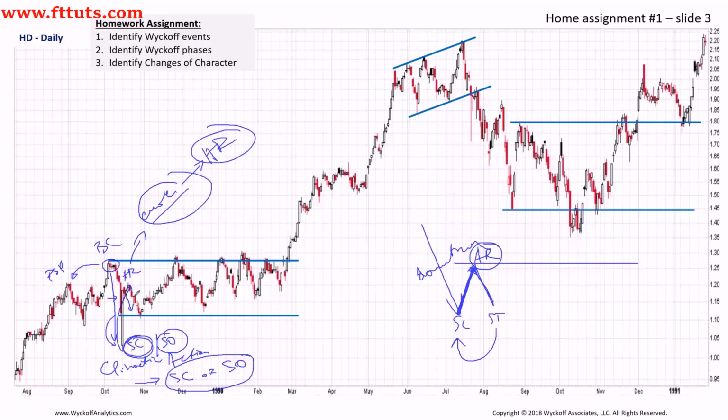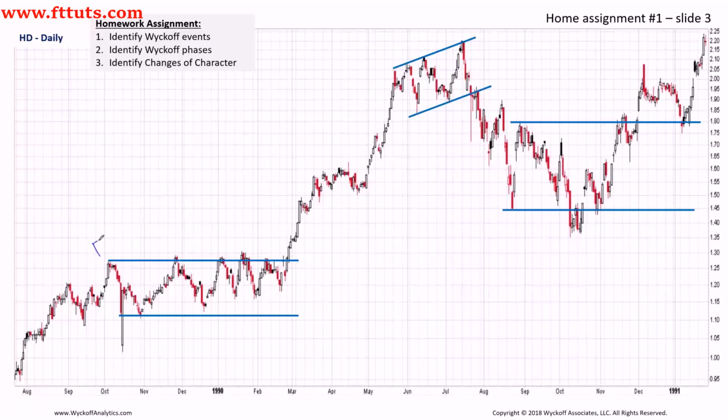Then look at the next reaction. How does it look to you? Diminishing spread, diminishing volume signature, stopping here at the higher low. So that looks like a test. Therefore, this is a secondary test of the climactic action itself. So our labeling could be like this: shakeout, automatic rally, change of character, and then secondary test. And here is our phase A. Okay, so what's next that catches your eye?